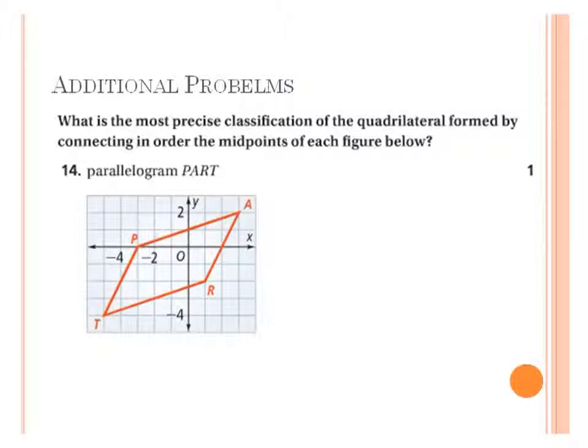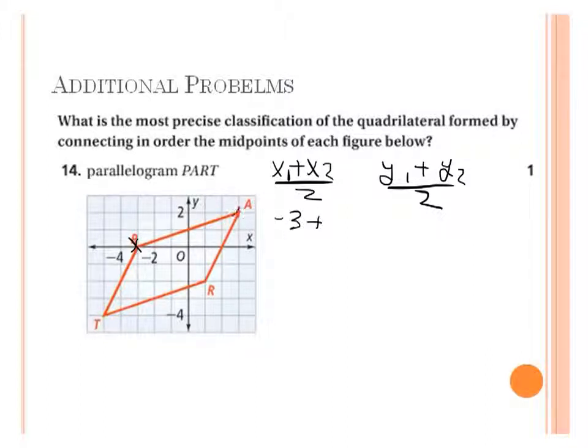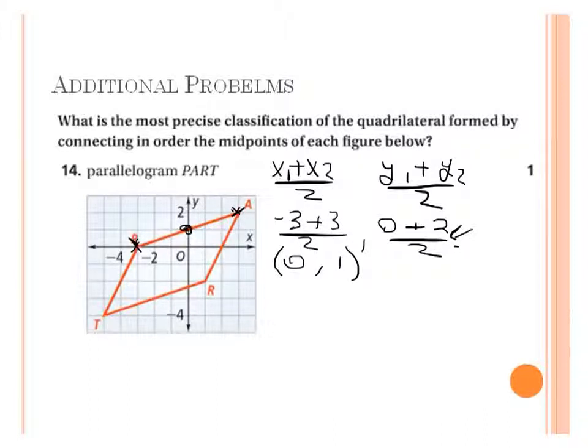Okay, so if I want to find the midpoint, I want to find the midpoint and then connect my midpoints. So if I find the midpoint from here to here, my midpoint formula is x1 plus x2 over 2, y1 plus y2 over 2. My x1 here is negative 3 plus my x2 here, which is 3, over 2. And now my y1 is 0 plus my y2 is 2, over 2. So I've got 0 over 2, and 2 over 2 is 1. So at x is 0, y is 1, there's my midpoint.